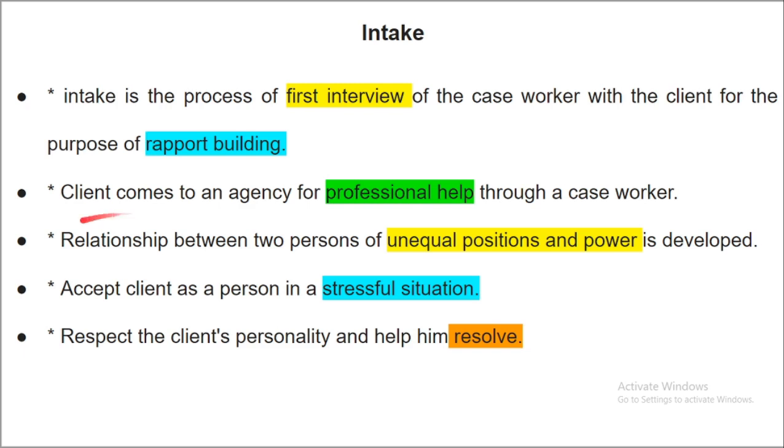Now next point, a relationship between two persons of unequal position and power is developed. At that stage, the relationship between the client and the caseworker is one of unequal position and power as well, because the caseworker is professionally trained, whereas the client is unable to deal with the situation, that's why he needs professional help. So the power of the two persons is different.